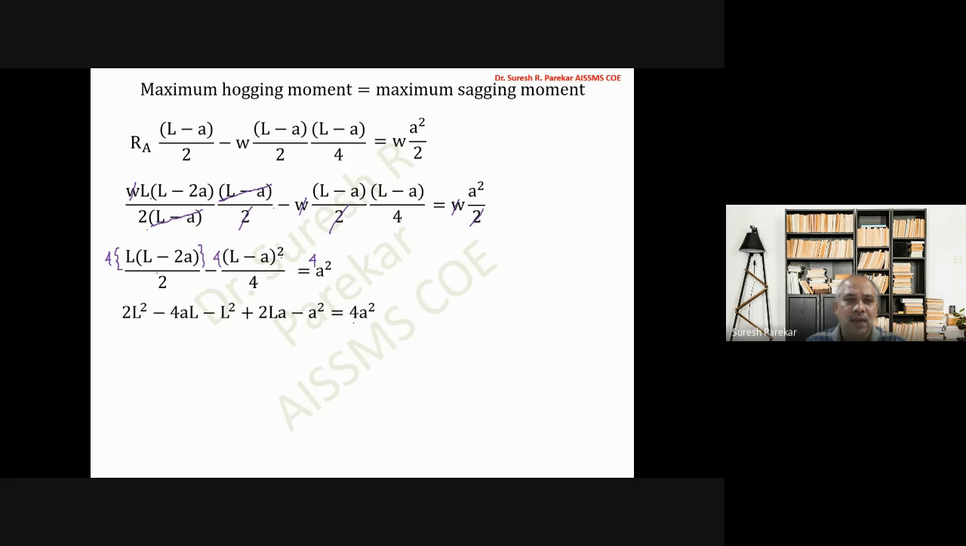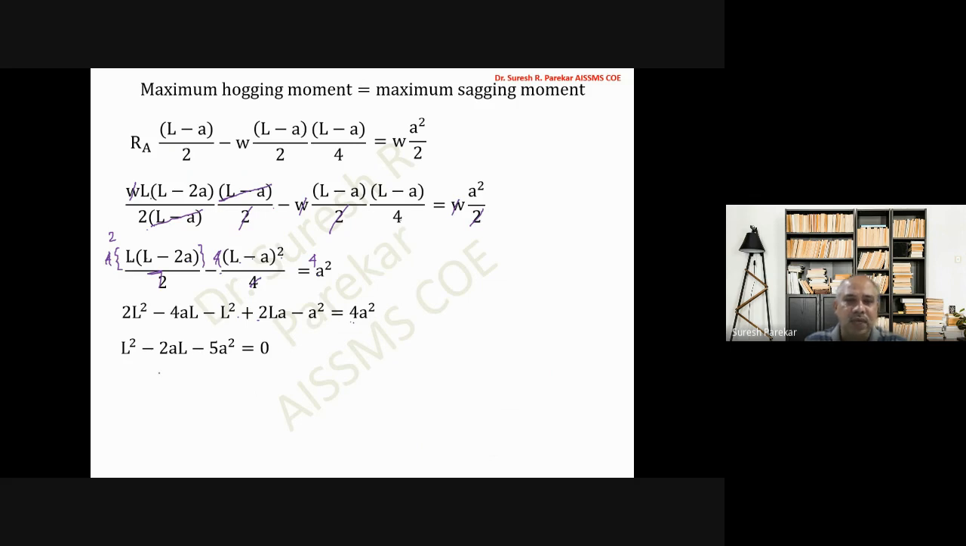So we multiply 2L into L, 2L square, minus 2L into 2A, so minus 4AL. Then we solve this square, and this 4 gets cancelled. So minus L square, then minus minus plus 2LA, and minus A square, equal to 4A square. And then we simplify this.